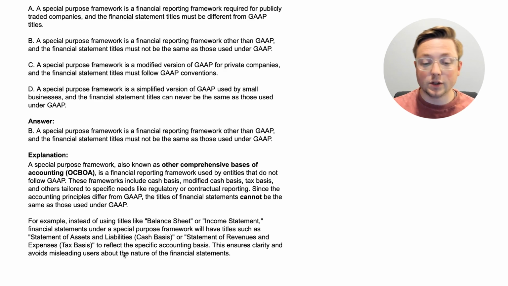This ensures clarity and avoids misleading users about the nature of the financial statements. So that's like the big idea behind this topic on the CPA exam, is they don't want you to get confused if you see something like statement of assets and liabilities thinking that that is a GAAP title, or vice versa when you're talking about a cash basis financial statement and you see the balance sheet. That's actually not correct. These special purpose frameworks cannot use the same titles for their financial statements as GAAP financial statements because we don't want any confusion. So that's kind of the idea behind this video. Let's dive into the next few questions to learn a little bit more.